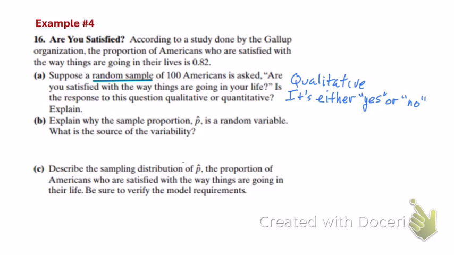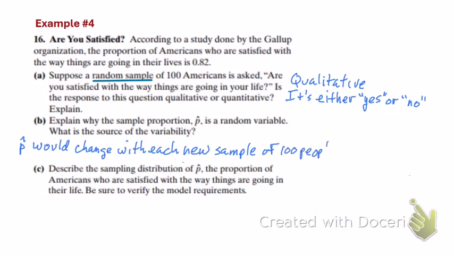Explain why the sample proportion p hat is a random variable. Well, what would cause the randomness in this thing? I just got a sample of 100 people. Okay, the very people that I chose. What if I got another sample of 100? Would I get the same responses, do you think? Probably not. So it's just the randomness of the group that we got. P hat, that proportion from the sample, is going to change each time we do it.